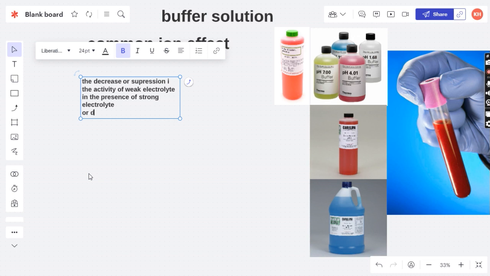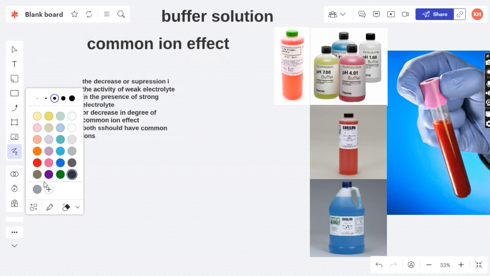We will be discussing this decrease in degree of common ion effect. Now, what does it say? It says that it is very important that both should have common ions. Both should have common ions.